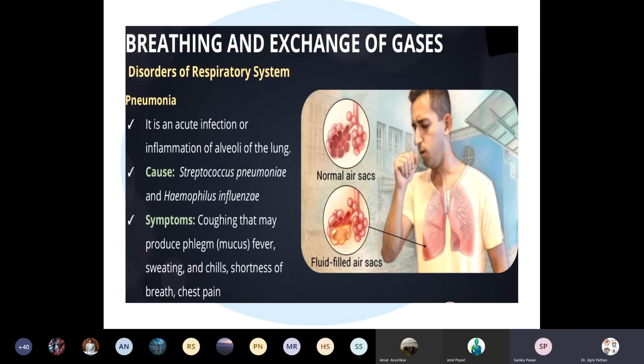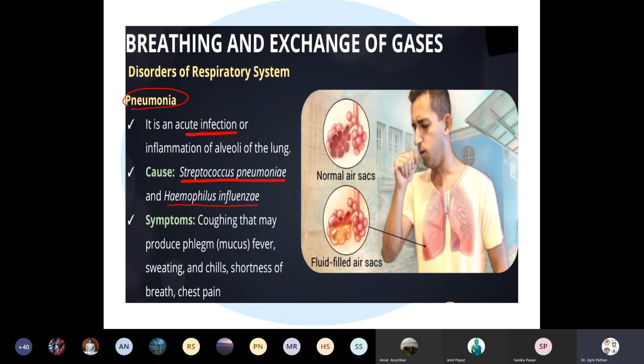Next. Breathing and exchange of gases. The next disorder we need to talk about is pneumonia. Very, very important, my dear students. What causes pneumonia is very important. Streptococcus pneumoniae and Haemophilus influenzae. Both are the cause for pneumonia. Please text me if you have doubts.